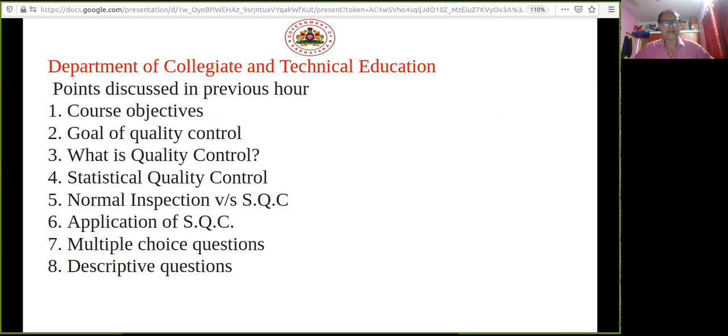So in the last class, we discussed the objectives of statistical quality control. The second point we discussed was the goals of quality control. What exactly is quality control? Then we discussed statistical quality control, and something about the difference between normal inspections and SQC. After that, we studied applications of SQC, multiple-choice questions, and also the descriptive types of questions.